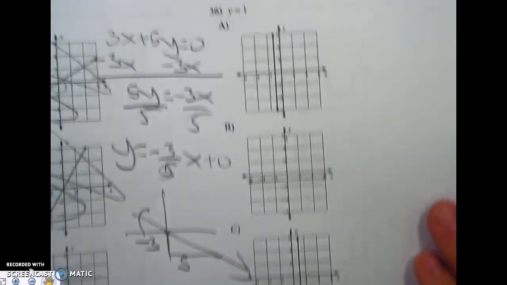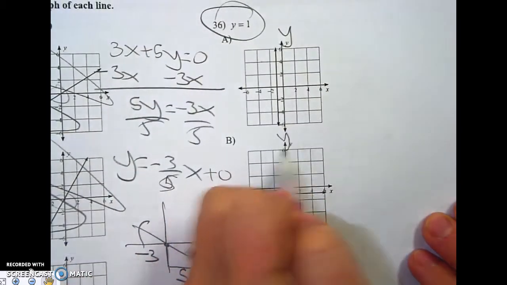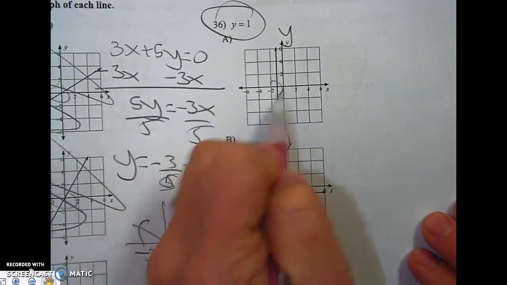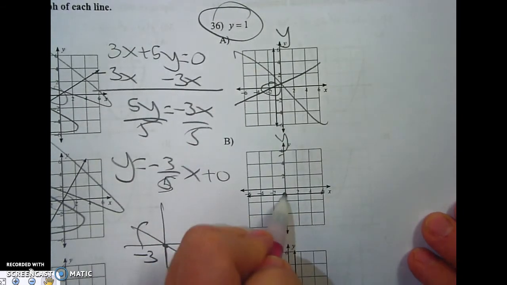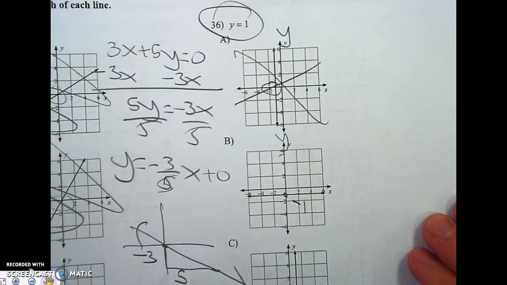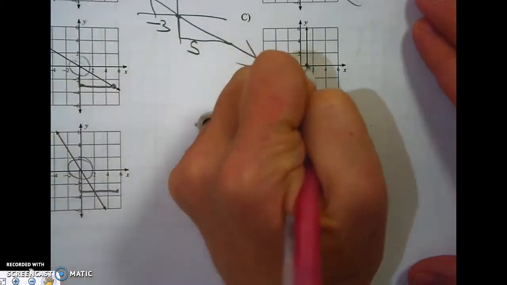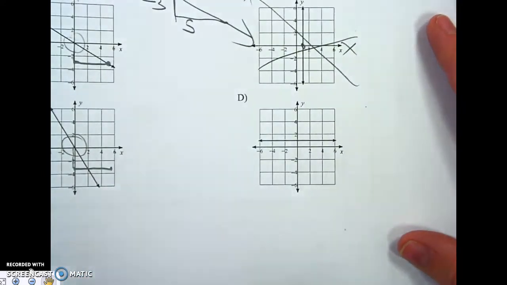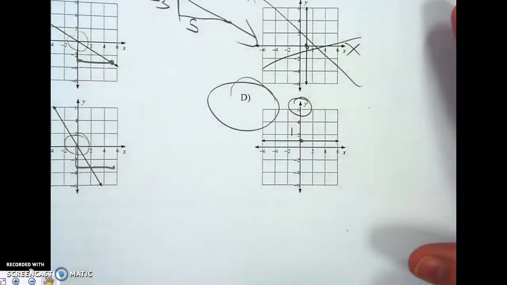Number 36, it says y equals 1, so I need to go along the y-axis and find a 1. Well, this is along the x-axis. This is along the y-axis, but the problem is it's touching at negative 1, and that's positive 1. This one is touching at the x-axis of 1. And I'm not just going to assume it's D. I want to check. It's touching at the y at 1, so it is, in fact, D.